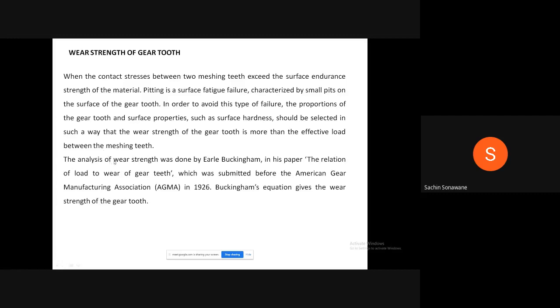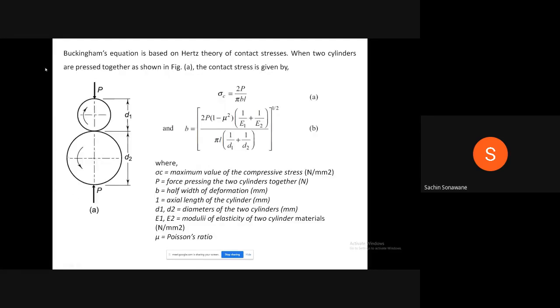The analysis of wear strength was done by Earle Buckingham in his paper The Relation of Load to Wear of Gear Teeth, which was submitted before the American Gear Manufacturers Association, that is AGMA, in 1926. Buckingham's equation gives the wear strength of the gear tooth. Buckingham's equation is based on Hertz's theory of contact stresses.